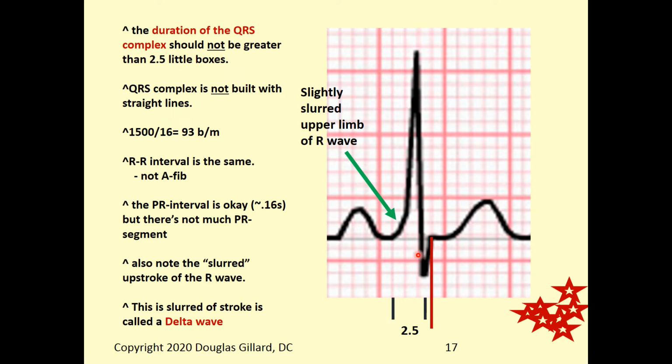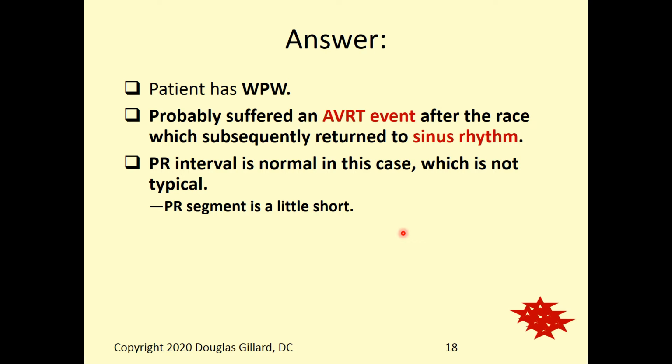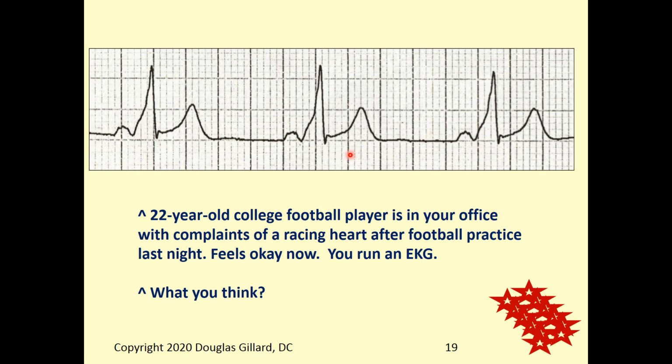So everything I just said, I measured it out, and it was definitely over the maximum 2.5. So yes, Wolff-Parkinson-White syndrome. That's a delta wave. It's more subtle than we've seen before though. What happened is they probably went into atrioventricular reentry tachycardia, AVRT, after the race, and it petered out and went back to normal. That's probably what happened. It's probably a very common story.